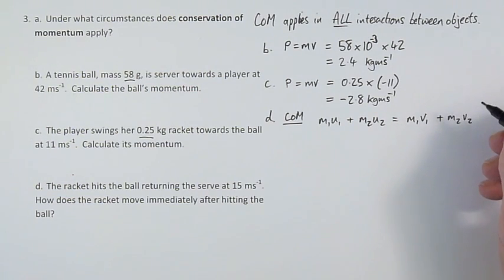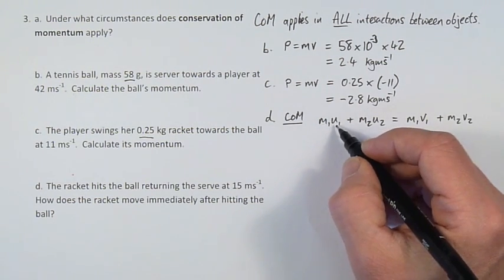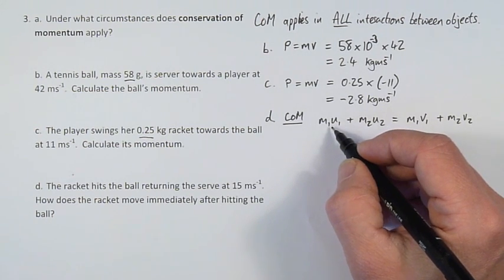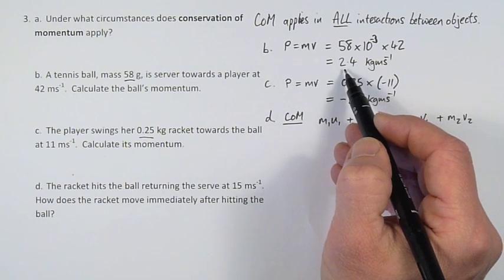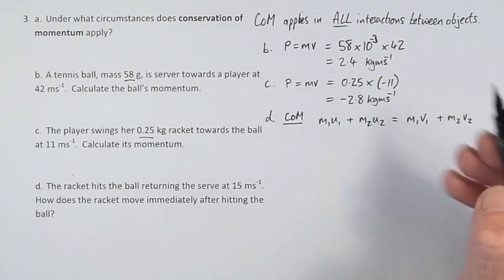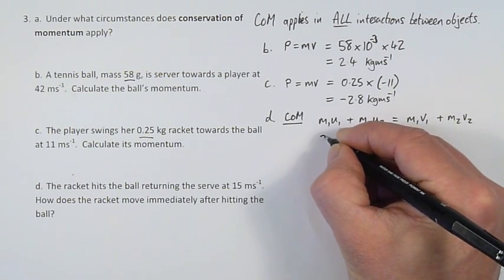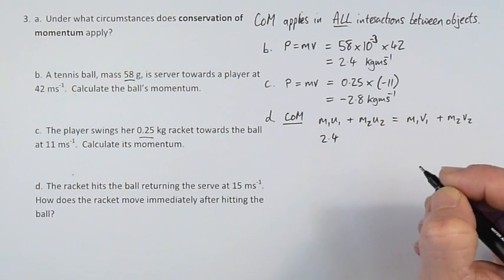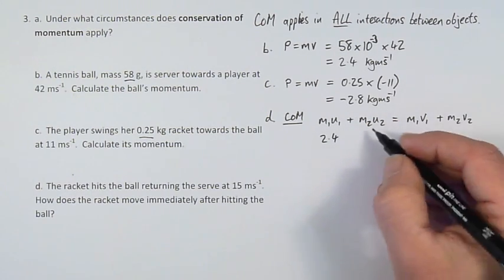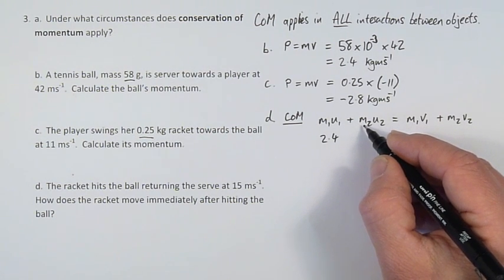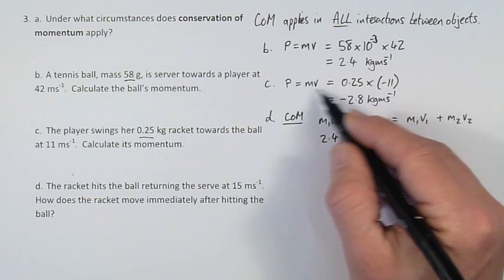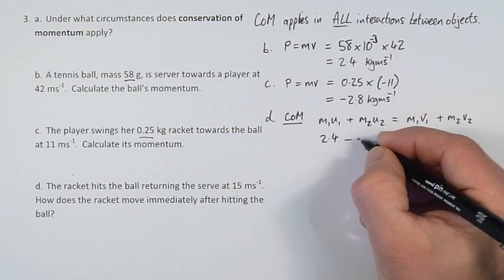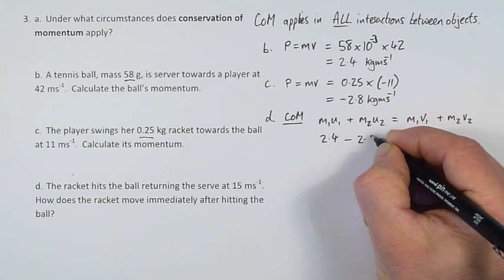Some of these things I've already worked out, so we can apply them directly. So the mass times the initial velocity of the ball, we've already worked out up here. That is, the momentum of the ball is 2.4 kilogram meters per second. So I can use 2.4 for m1u1. The mass of the racket times the initial velocity of the racket, we already have worked out here. So I can put that directly in as minus 2.8.